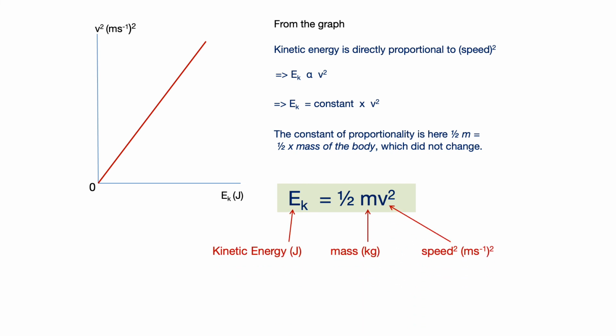Remember, the mass must be in kilograms, the speed must be in meters per second, and that will give you your kinetic energy in joules. One final point, all energy is scalar, so kinetic energy is no exception. It is also a scalar quantity. Right, let's do a worked example.